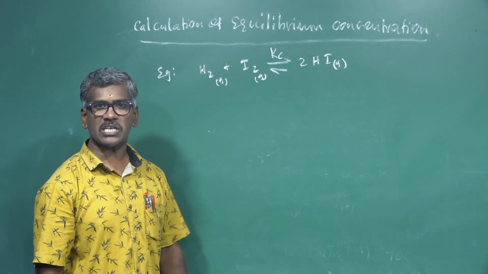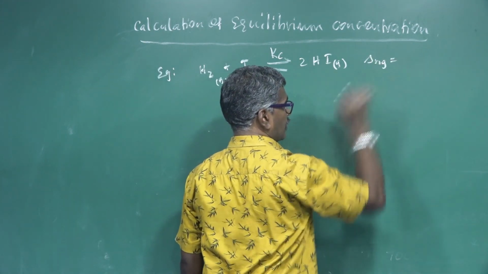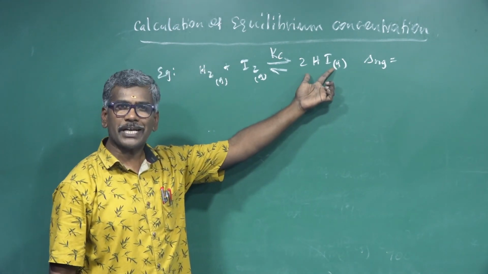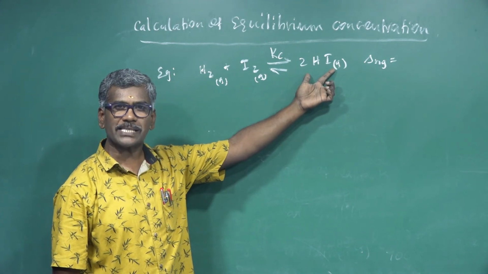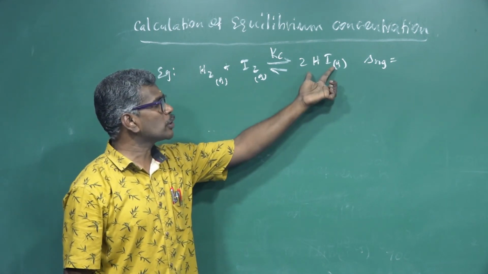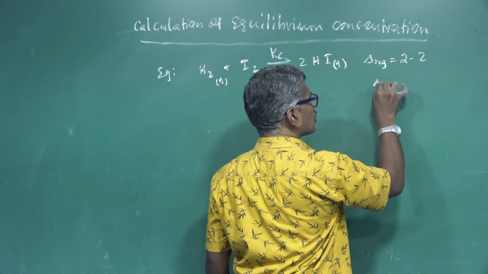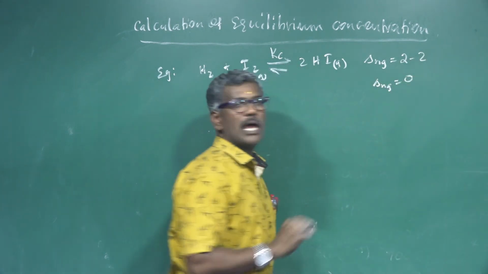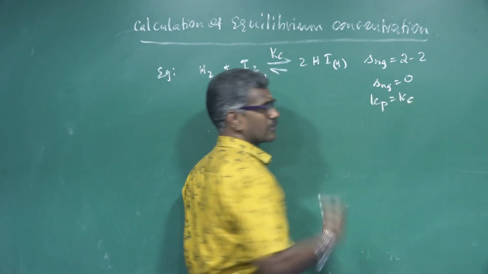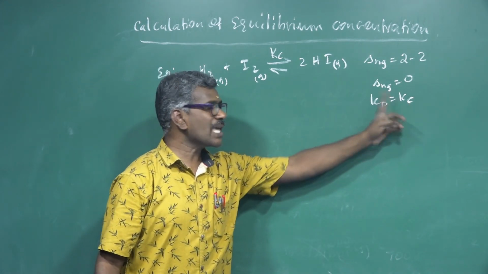For example, by using this equation, first find out delta Ng. Delta Ng is the total stoichiometric moles of gaseous product minus the total stoichiometric moles of gaseous reactant. Here, product 2 moles, reactant 2 moles, so 2 minus 2, delta Ng is equal to 0. Delta Ng equal to 0 means Kp equal to Kc. By using this equation, see how to derive Kc or Kp.